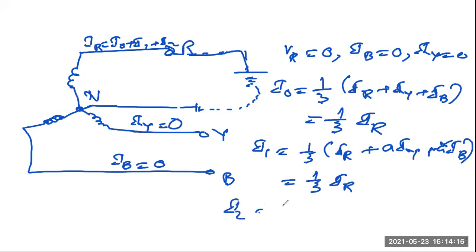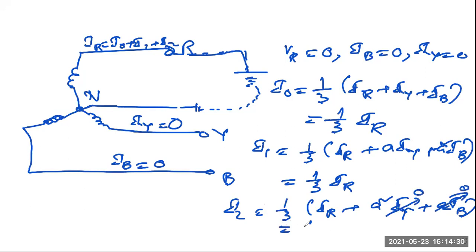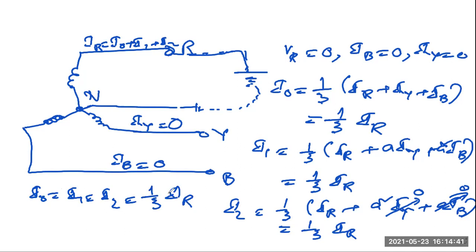Similarly, I2 is equal to 1/3 IR plus A square into IY plus A into IB. So here IY and IB, these two are equal to 0. So this will be equal to 1/3 IR. So that means from here we can write I naught equal to I1 equal to I2 equal to 1/3 IR. So can you assume which type of connection it is possible? I naught is the zero sequence current, I1 is the positive sequence current, and I2 is the negative sequence current, and this is equal to 1/3 IR.